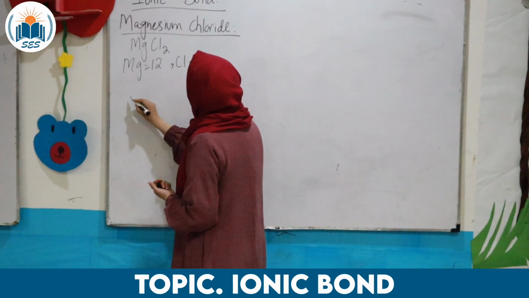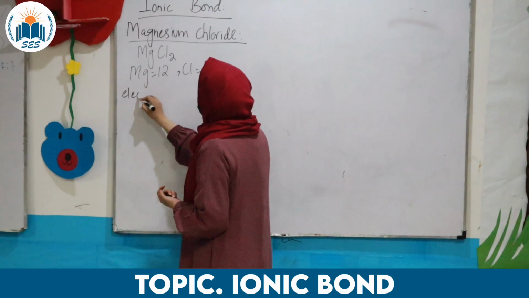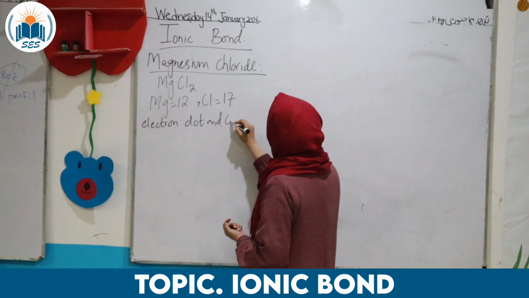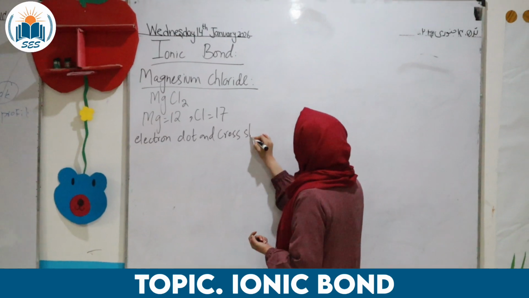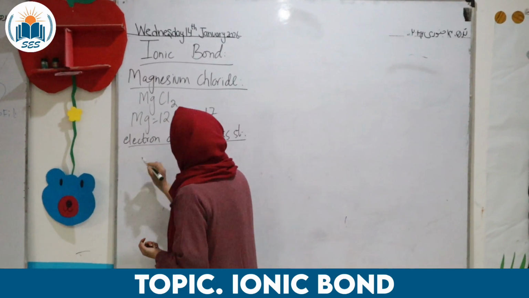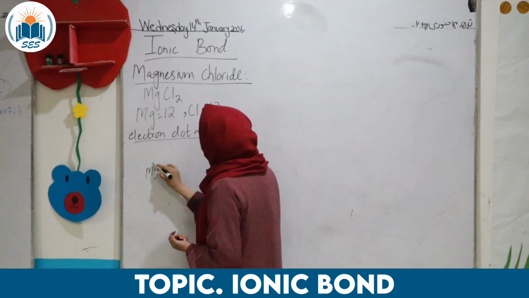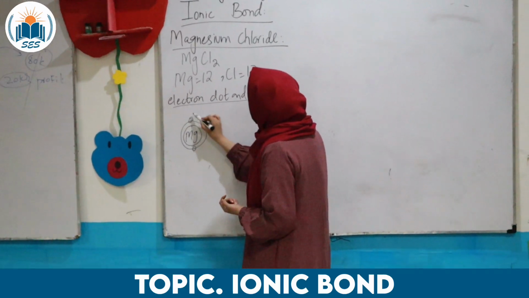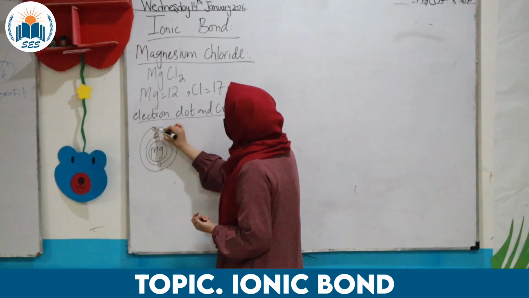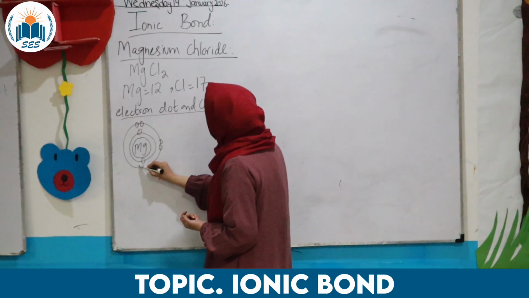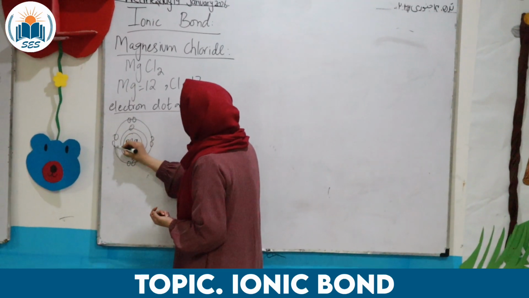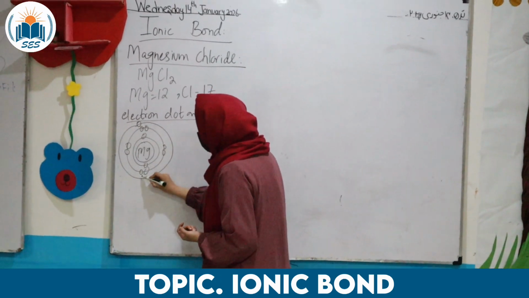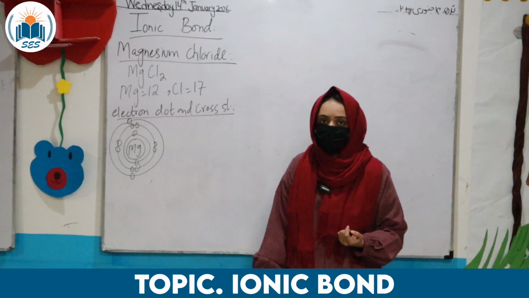Now, I am going to draw the electron dot and cross structure of magnesium chloride. In case of magnesium, 2 electrons will go in the first shell, 8 electrons will go in the second shell, and the remaining 2 will go in the last shell, the third shell. The last shell of an atom is called the valence shell.